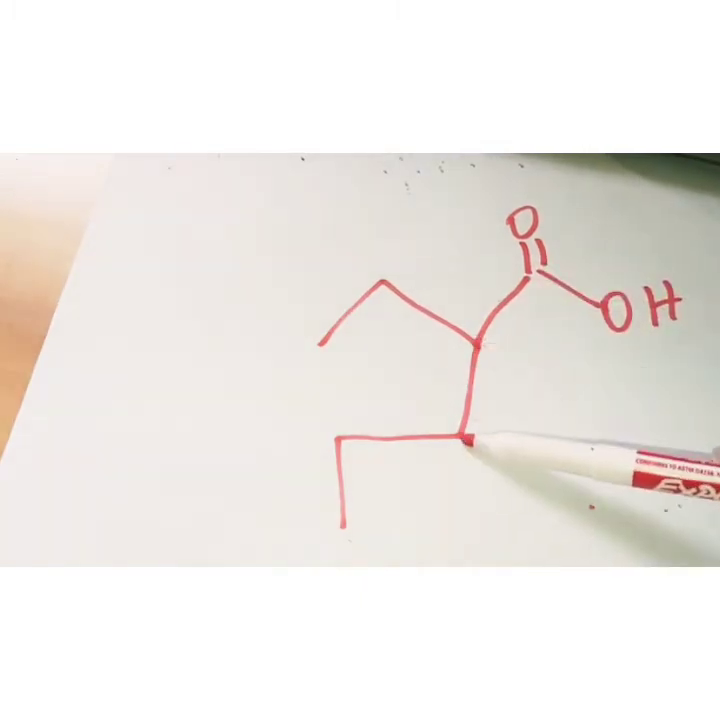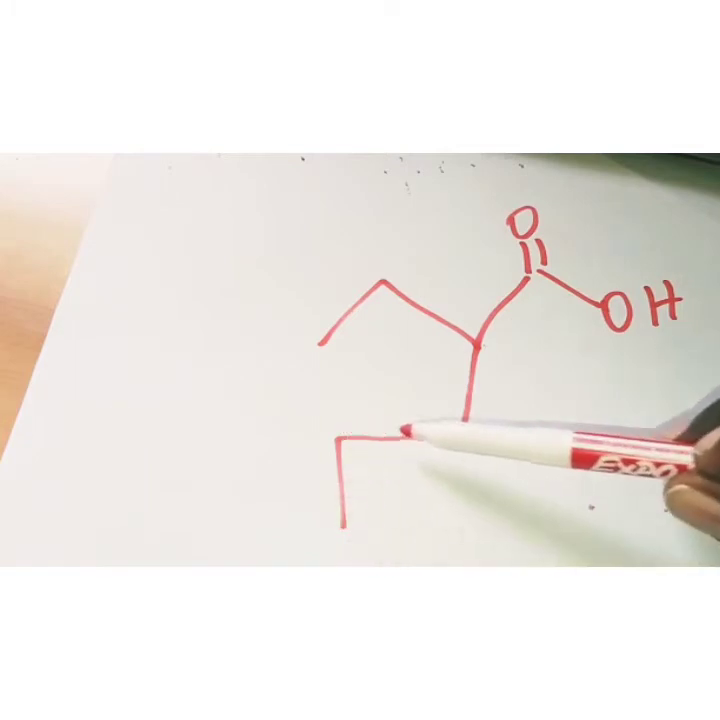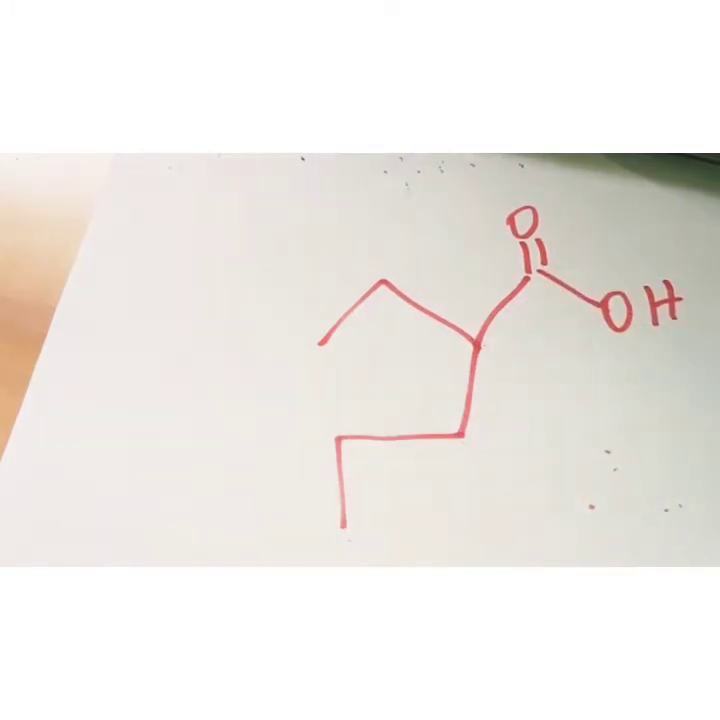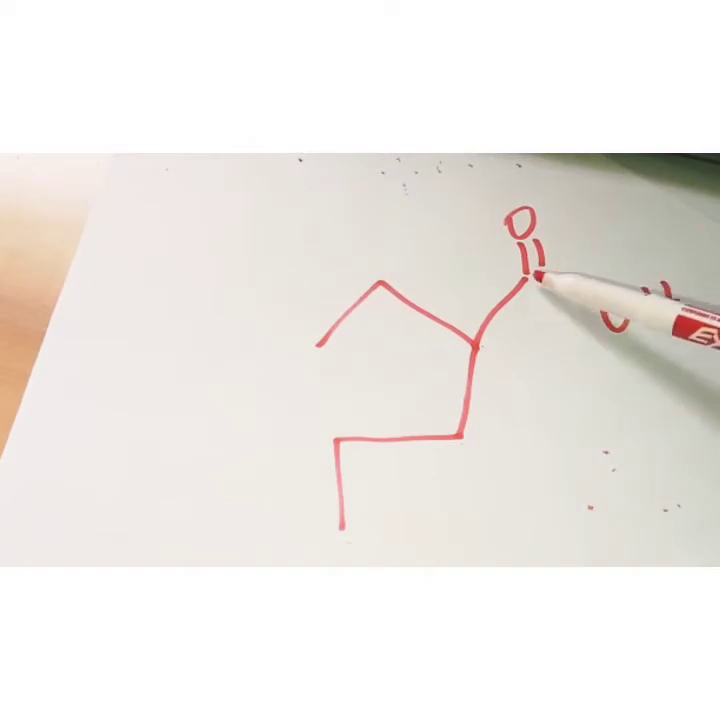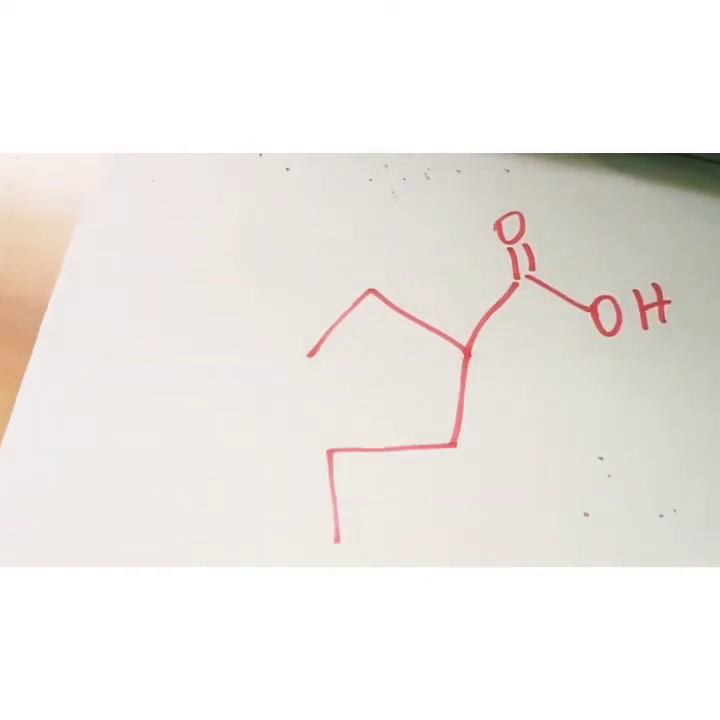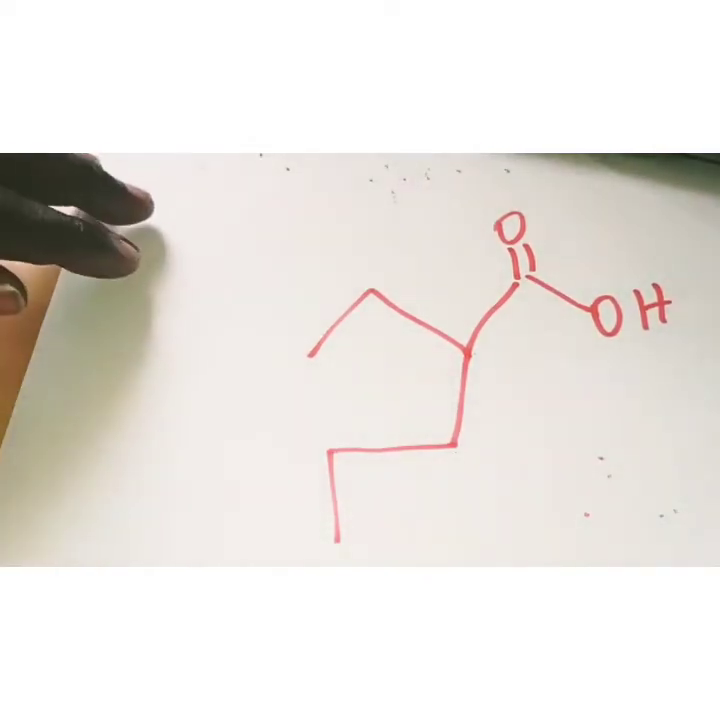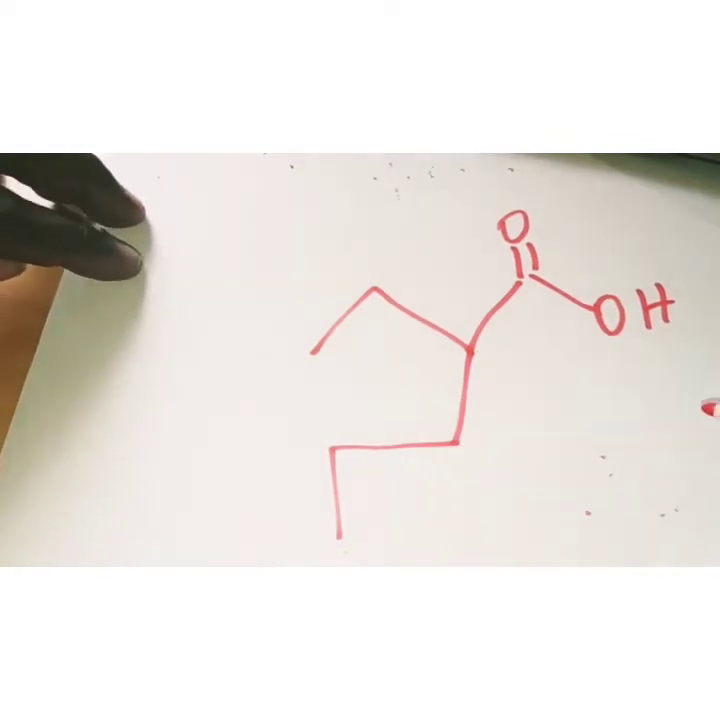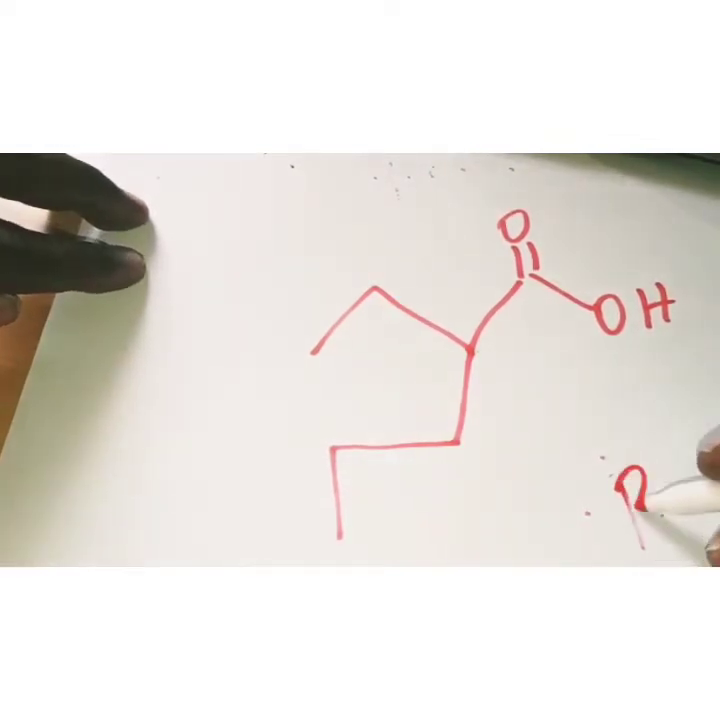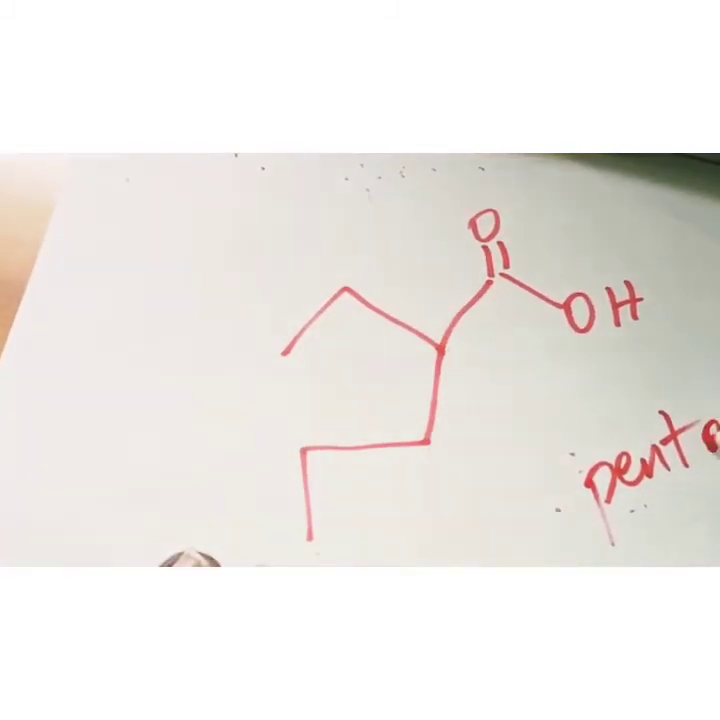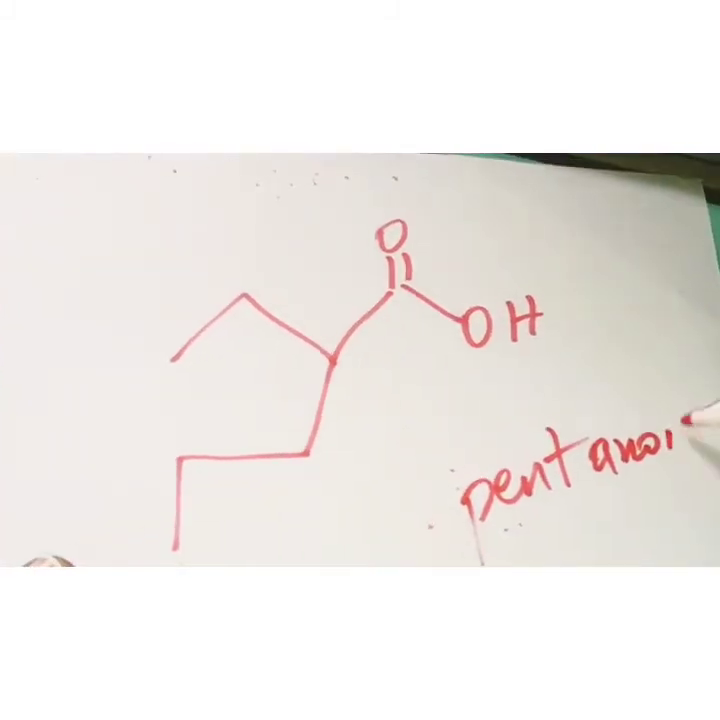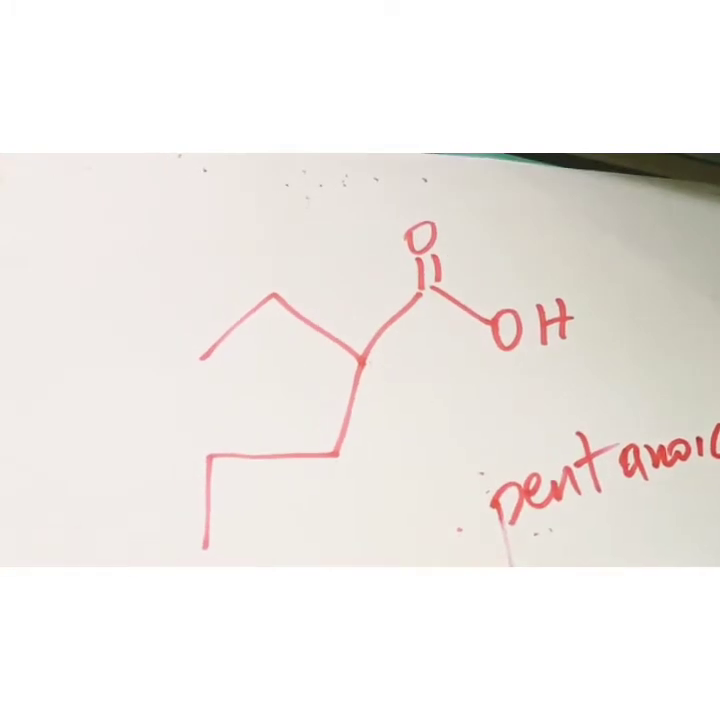1, 2, 3, 4, 5. There you go. The highest number of carbons is 5, because if we go here 1, 2, 3, 4, that's 4, and down here is 1, 2, 3, 4, 5. So the highest number of carbons is 5. We now need to find the prefix for 5. The prefix for 5 is actually pent, interestingly. Pent. And of course, we add anoic acid. Okay, we add the anoic acid.